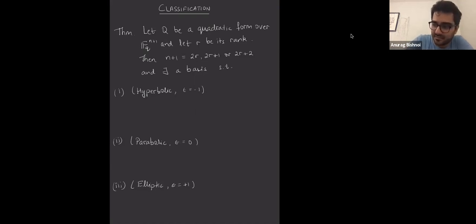And this is due to Witt, I think. Maybe Valentina or someone can tell me which year this was in. This is the classical theory of quadratic forms.